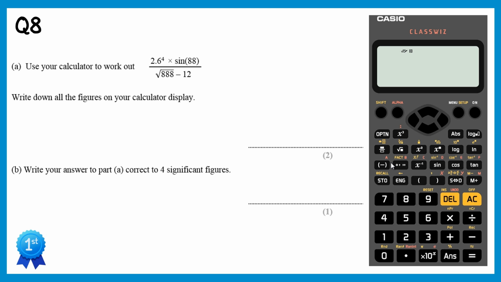For this question, we need to use a calculator. So we'll begin by pressing the fraction button, and then it's 2.6. We need to do to the power, so we press x with a little square above it, and then 4, and then we press the right arrow, and then times sine 88, and close bracket, and then we press the down arrow to get to the bottom. We then need square root 888, then the right arrow, and then take away 12. Then press equals, and you'll get this number, which we write down in full.